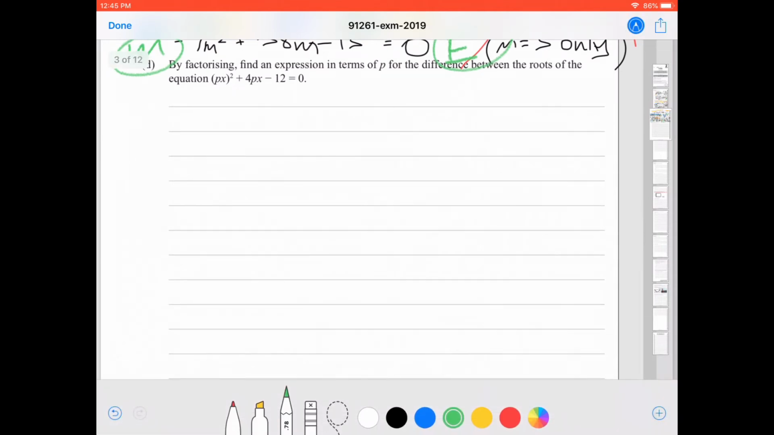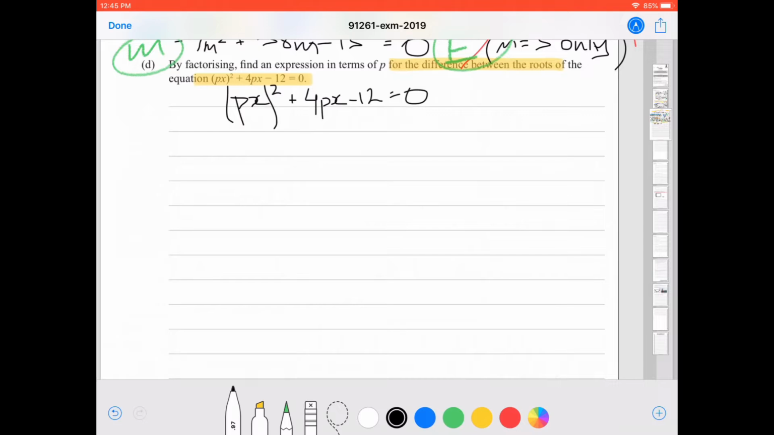It says, by factorising, find an expression in terms of p for the difference between the roots of the equation (px) all squared plus 4px minus 12. And again, we're finding an expression in terms of p for the difference between the roots. Okay. So we've got this equation here, (px) all squared plus 4px minus 12 equals 0.